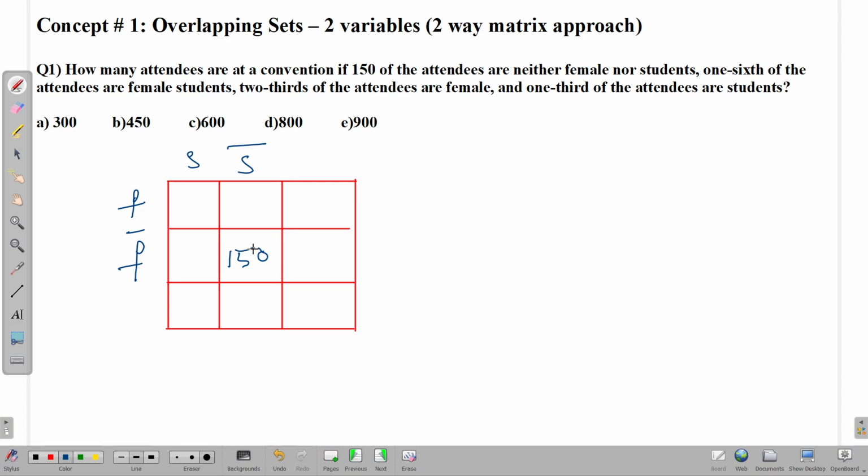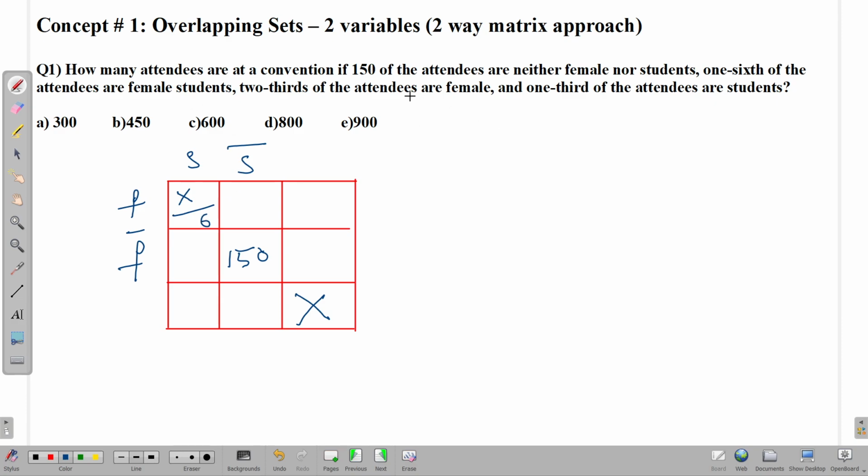Right? And what have I been given else? What more information do I have? 1/6 of the attendees are female students. The total number of attendees, which comes here, let me call this x. It's my variable x. Okay. What do I have here? I have x by 6.